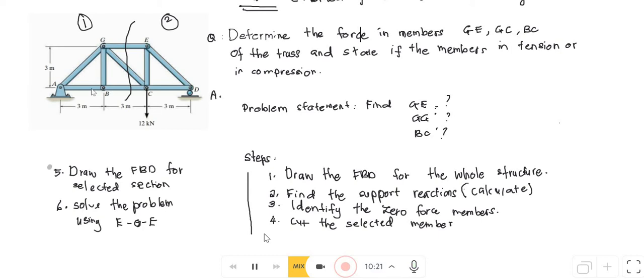Okay, so after we have solved the problem using equations of equilibrium, you can double check your answer. You can use another section to verify your answer, or you can use a different moment, a different point, to check your answer. Check your answer.